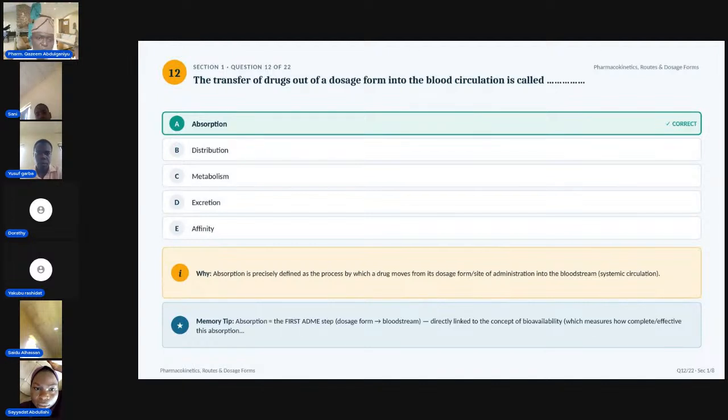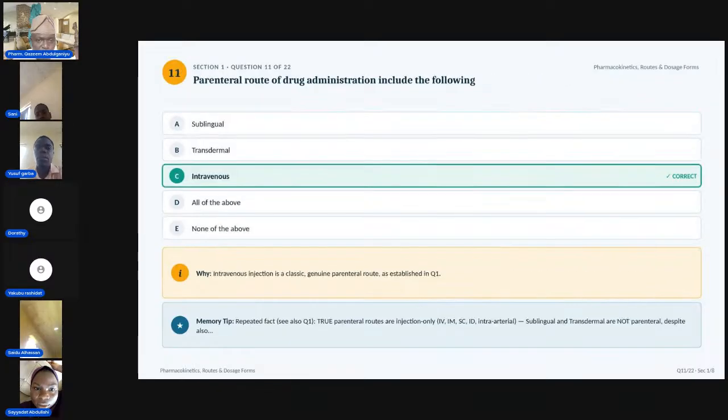So sublingual, I've already noted that sublingual is not parenteral, transdermal is not, and I've noted that intravenous is. Then I will not choose any of this. But let's say all of the three of them are not correct. So none of the above will be the answer, right? Which could be the next trick that they would use against you when you're writing the exam.